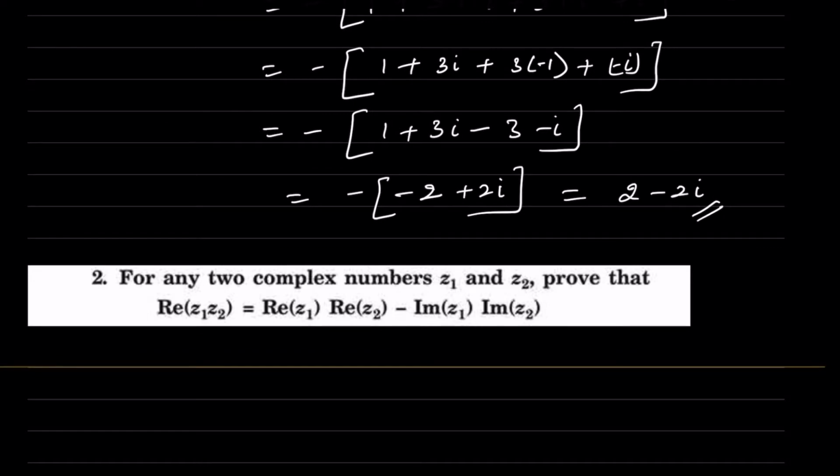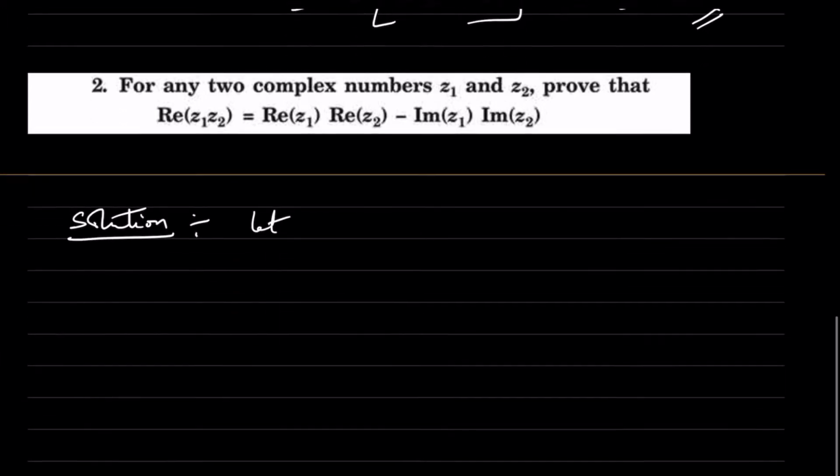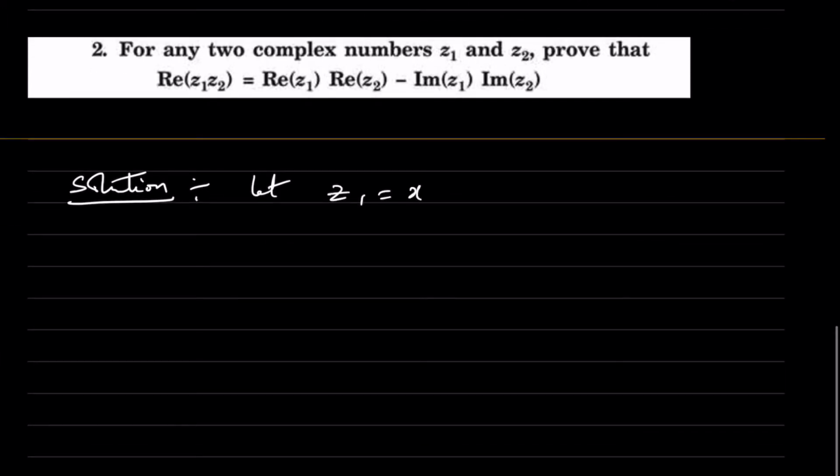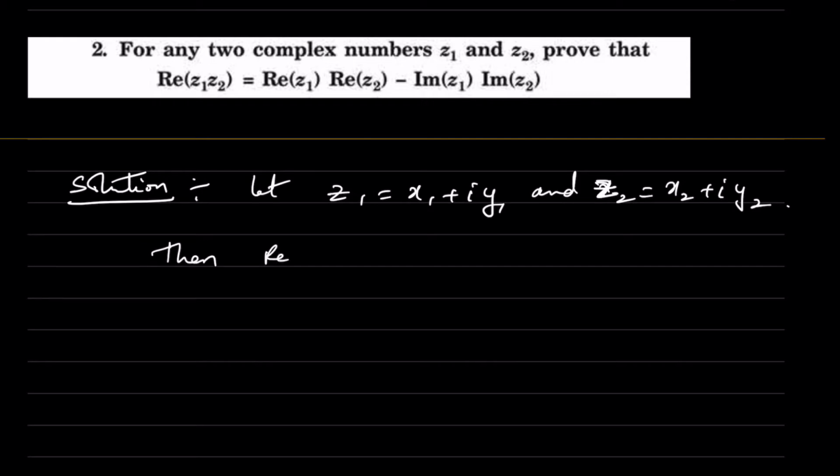So what is given in the second problem? For any two complex numbers z1 and z2, prove that real of (z1 z2) is equal to real of z1 into real of z2 minus imaginary of z1 into imaginary of z2. Now in the solution part, how do we proceed? Let z1 be equal to x1 plus i y1 and z2 be equal to x2 plus i y2.